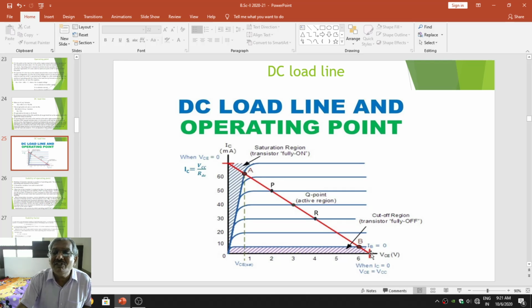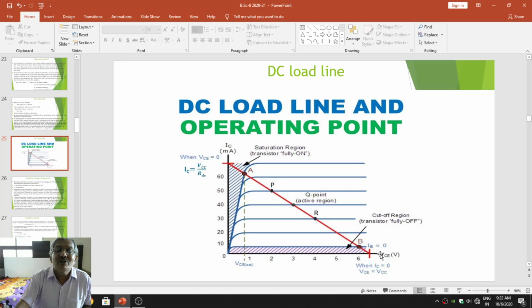Another one is the cutoff region, where the transistor is totally off, collector current is 0. If the operating point is located in the cutoff region, the transistor is off. If the operating point is located in the saturation region, the transistor is fully on. If the transistor operates either in the saturation region or in the cutoff region, then the transistor is going to act as a switch.